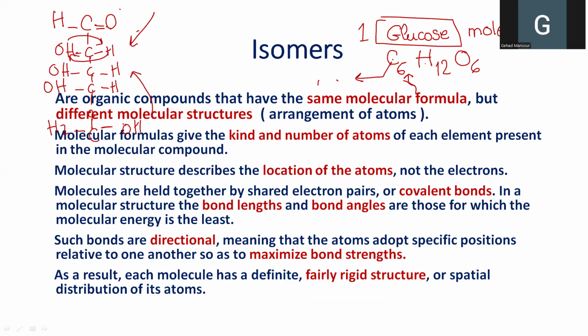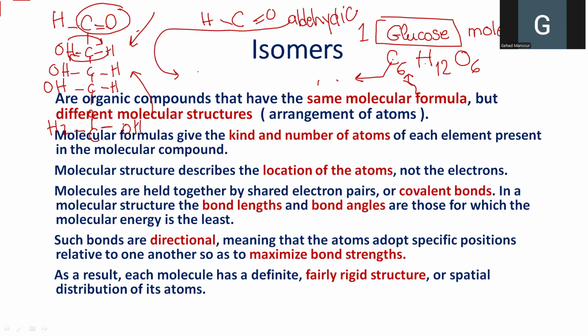So for example, you would know that here there is a double bond between carbon and oxygen, and you would know that the glucose molecule contains that group CH double bond O, which we call an aldehydic group, and that is why glucose is considered an aldose.